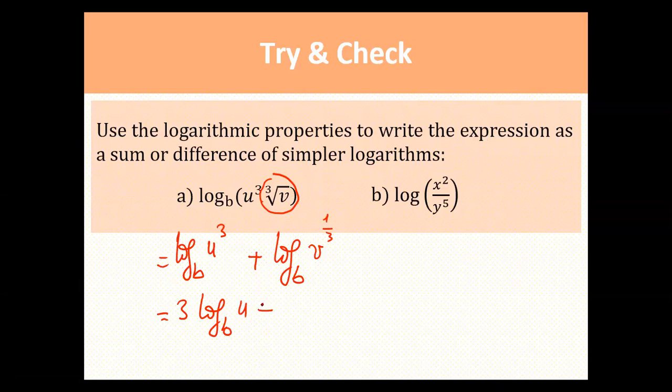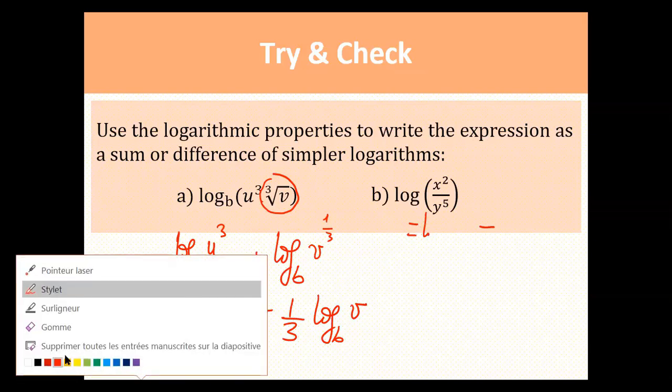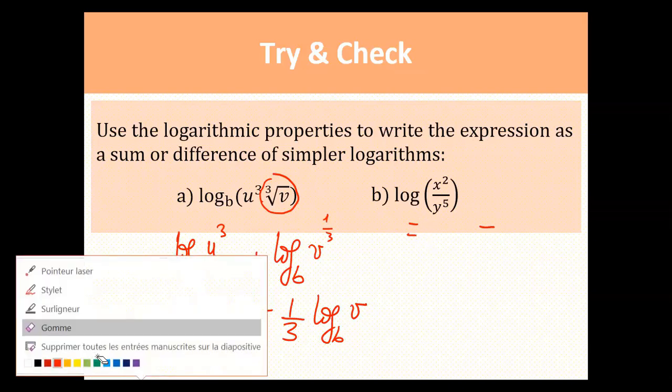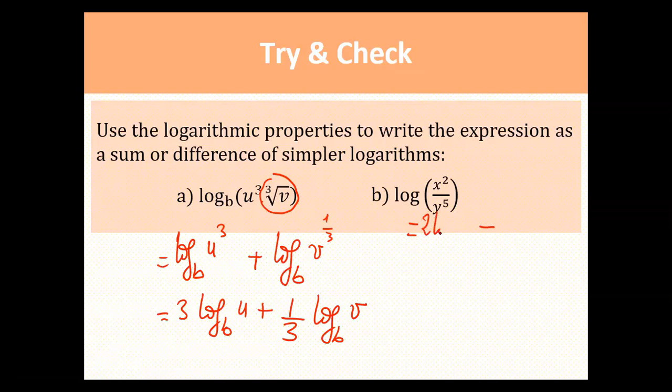Okay. So here we have the log of a product. So it becomes a sum of logs: log base b of u3 and log b of the third root. How do we write the third root? A third. So it gives 3 log b u plus one third log b v. This one is the same: we have the log of a quotient, so it is a difference of logs, then x squared, log squared, so we can directly write 2 log x minus 5 log y.